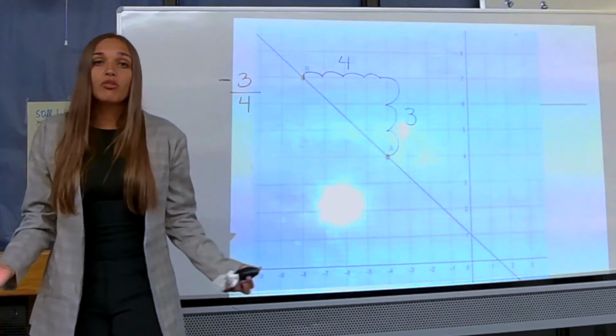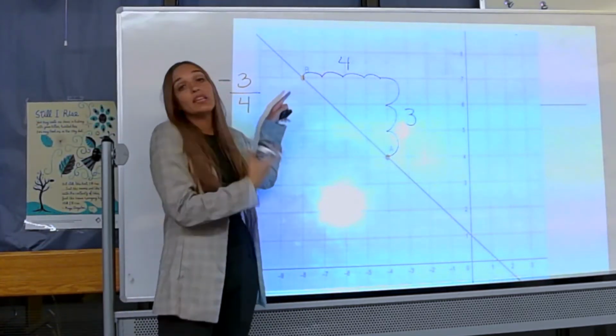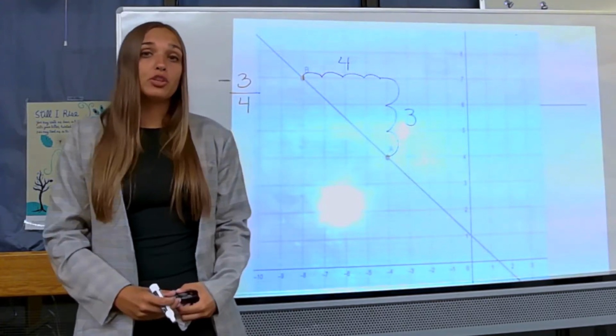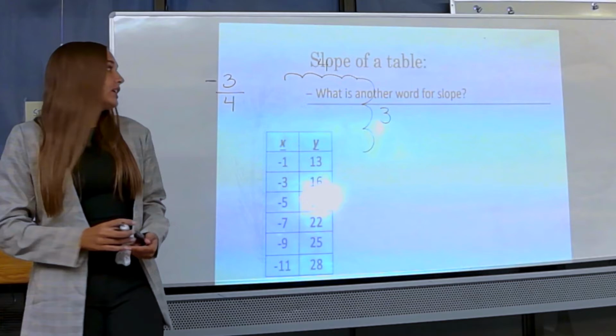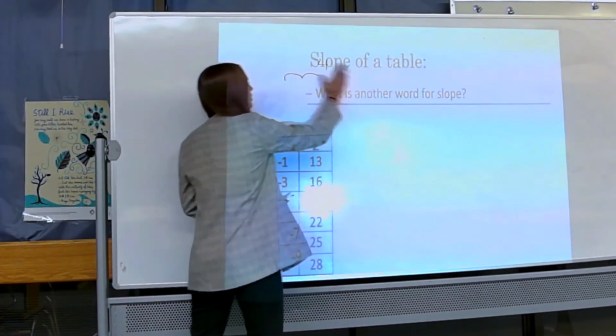So every time I give you a graph, you either have to find points on the line, or I'm going to give you 2 of these points, and you're going to count how many you have to go up and how many you have to go over. Now let's take a look at a problem when we are doing a table.